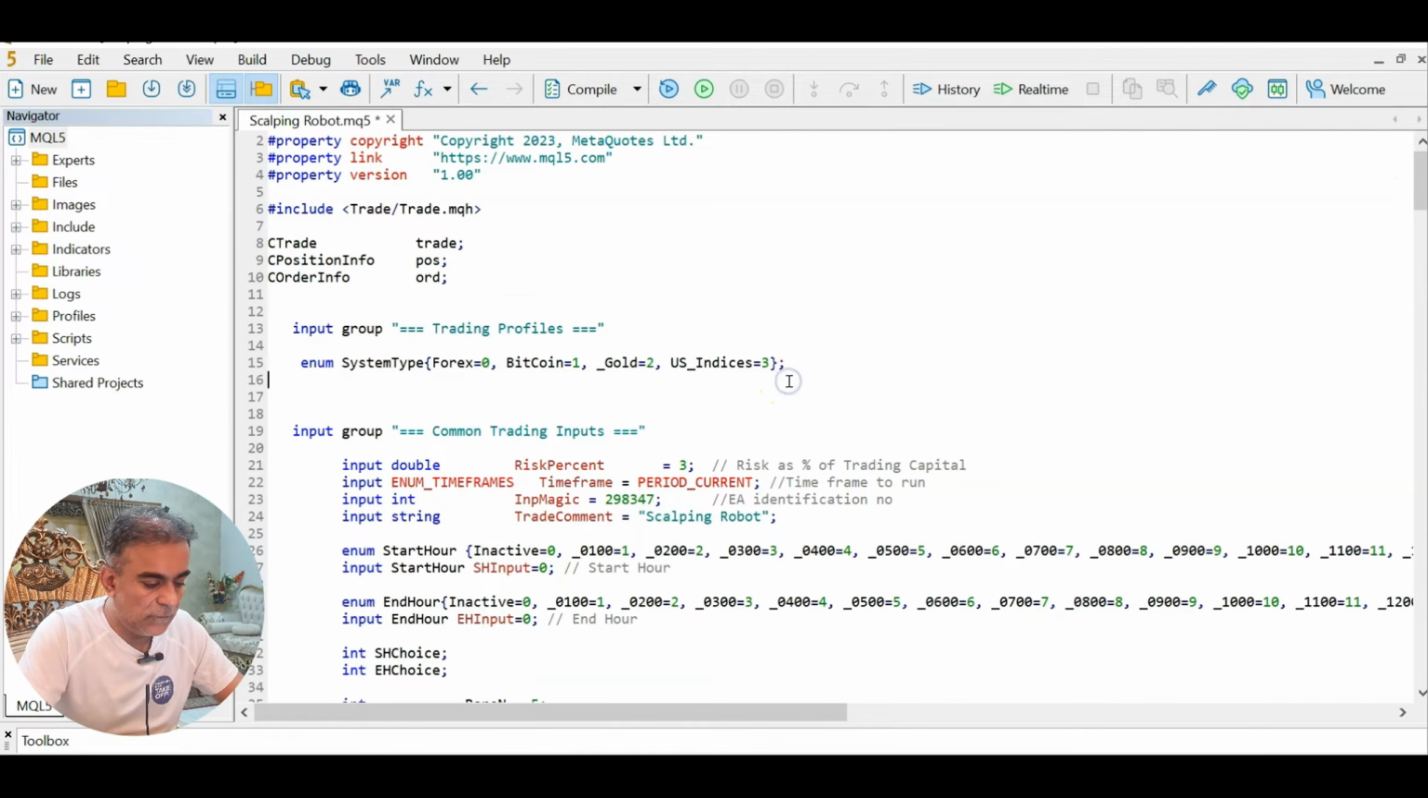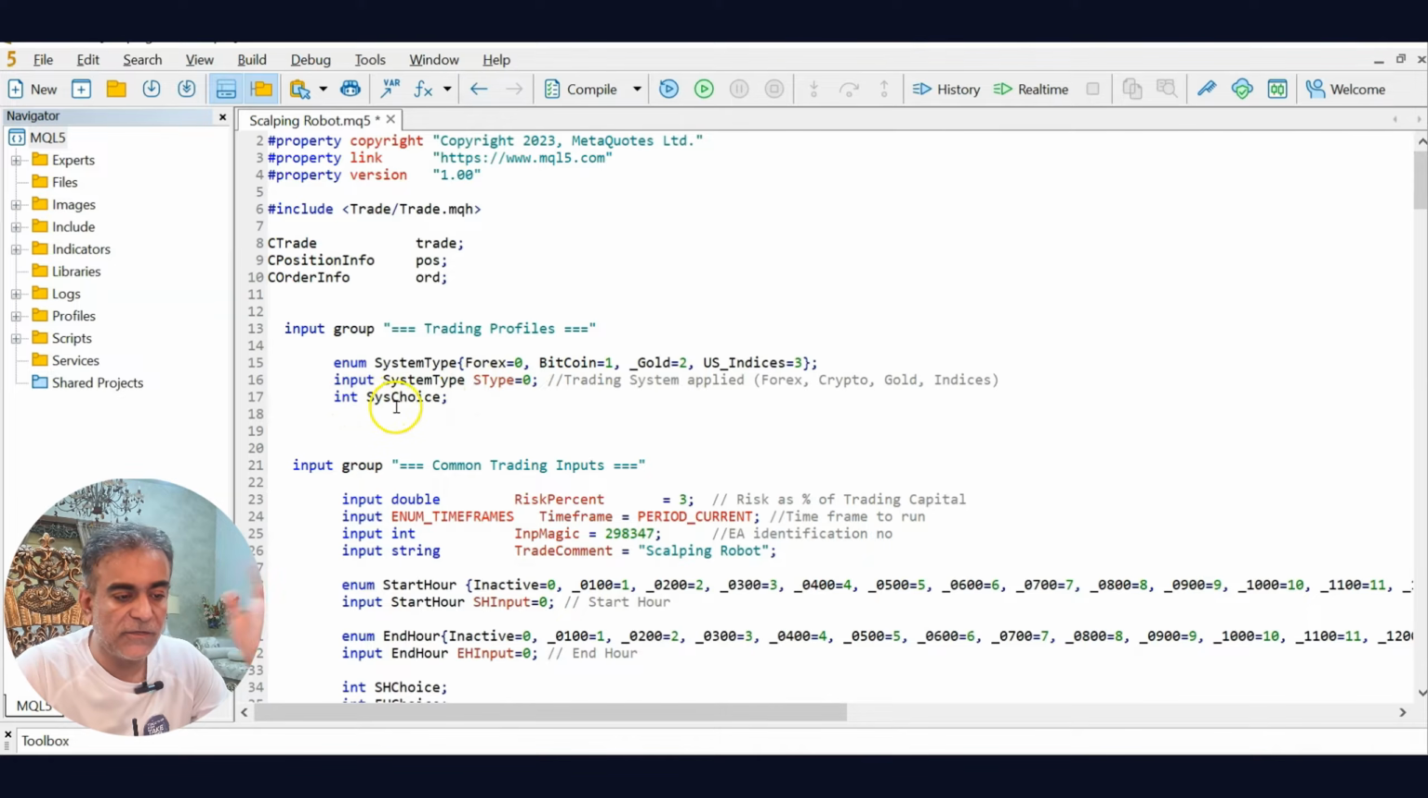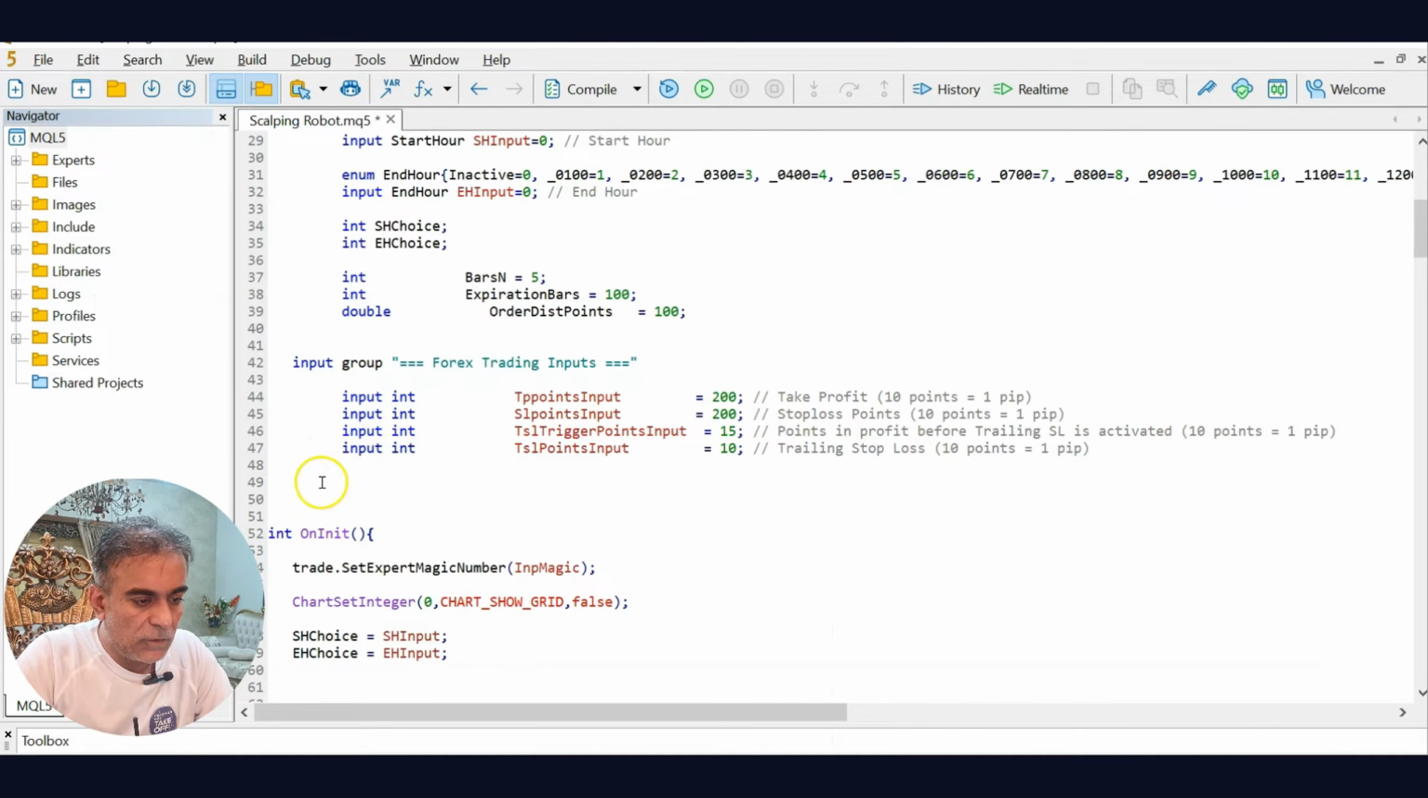The next thing we're going to do is create a variable, and we're going to call that variable system type. We're asking the user to provide the input, and this is why we're going to start with input system type, by assigning this variable type so that these drop downs are available. We're going to create the variable as system type, and the default value that we're assigning to it is 0, which is Forex. And after 2 slashes, we give it a description: trading system applied, Forex, crypto, gold, or indices. And then I'm creating another integer variable, system choice, where I will store the value whatever the user selects. Then we come back up here, and I'm going to create another section, and I'm calling it crypto related input, which are effective only on the Bitcoin profile.